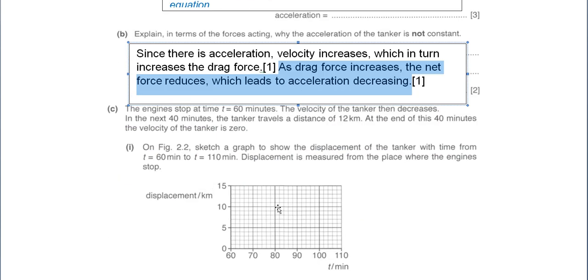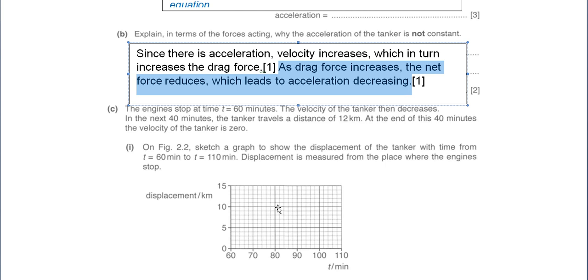The engine stops at time t equals 60 minutes. Velocity decreases. In the next 40 minutes, the tanker travels a distance of 12 kilometers. At the end of the 40 minutes, the velocity of the tanker is 0. Sketch a graph to show displacement of the tanker with time from 60 to 110. So at 60 minutes, this is where the engine stops. There's no more forward force.